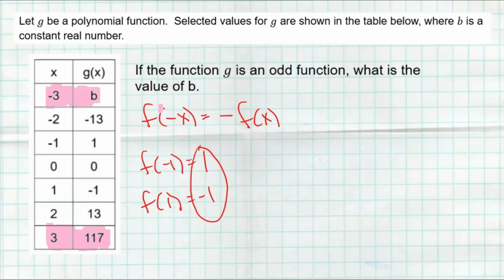So f of -3 would need to be opposite of that, -117. So the value of b that would make this an odd function for all of these points shown would be -117. That way each input, whether I plug in a positive or a negative, they result in opposite outputs. So hopefully that makes sense.